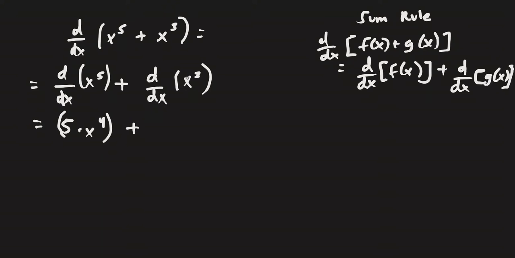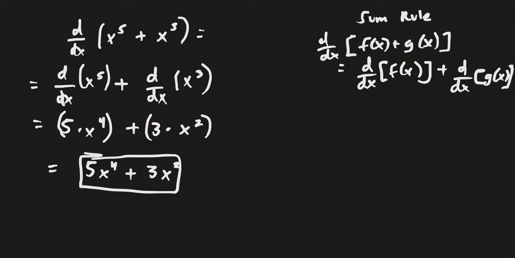Bring this 3 down. This doesn't look like a 3. Maybe write that. Bring this 3 down and multiply that by x to the 3 minus 1, which is 2. And so this equals 5x to the fourth plus 3x squared. And that's your answer.